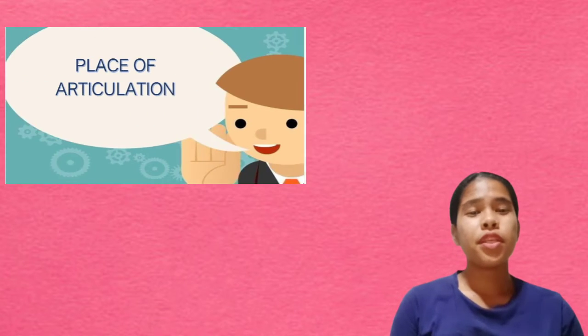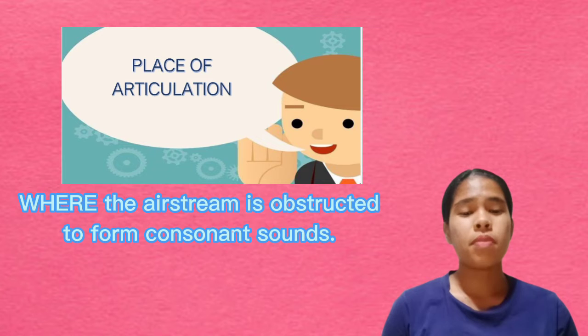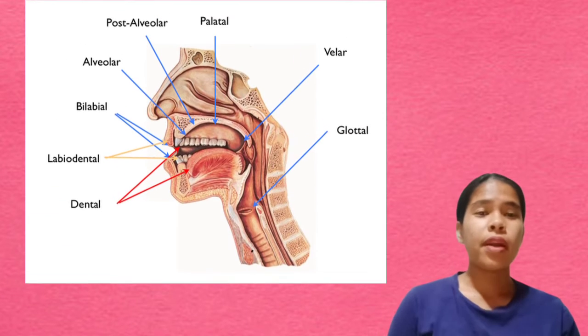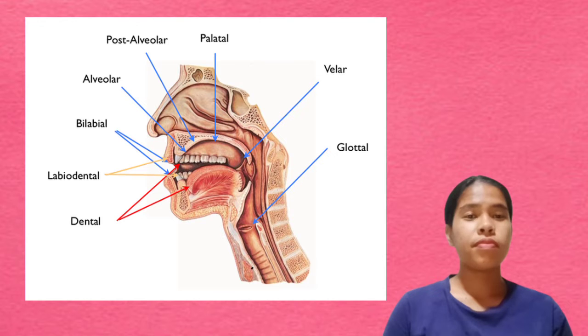Today, we are going to tackle the place of articulation. Place of articulation is where the air stream is obstructed to form consonant sounds. There are eight places of articulation.